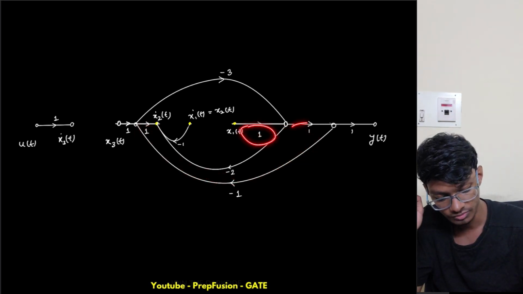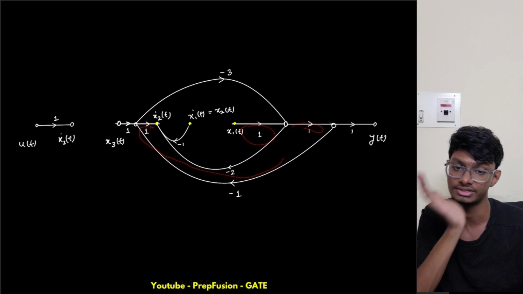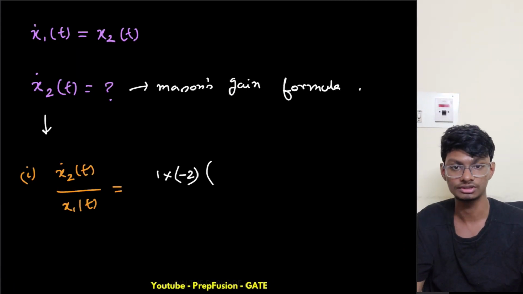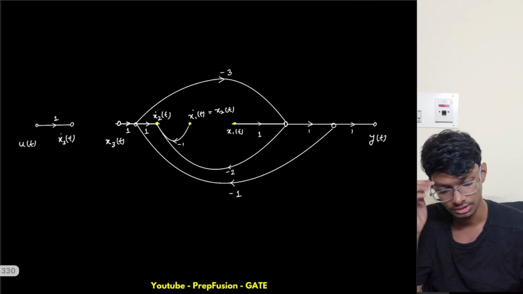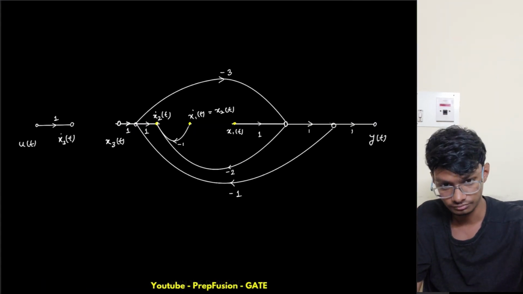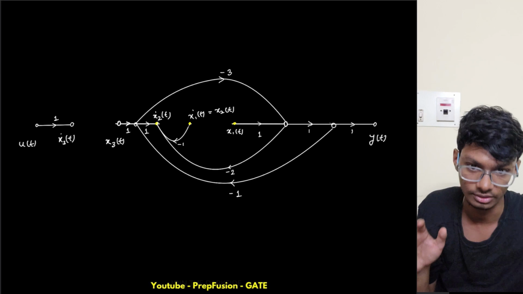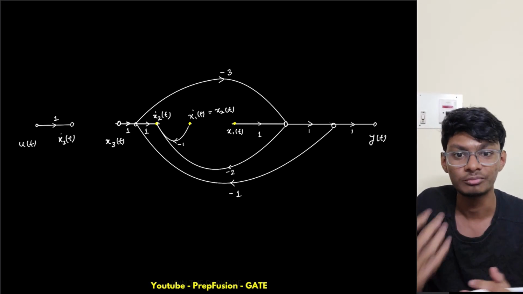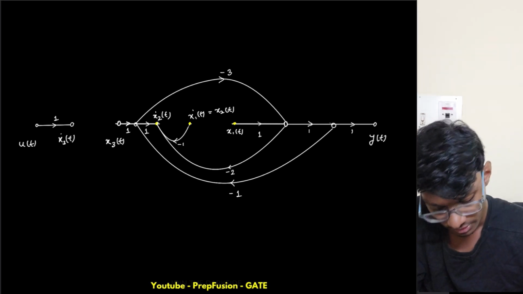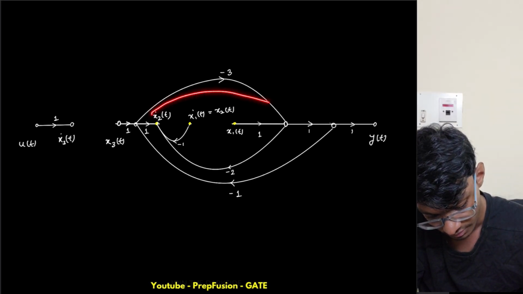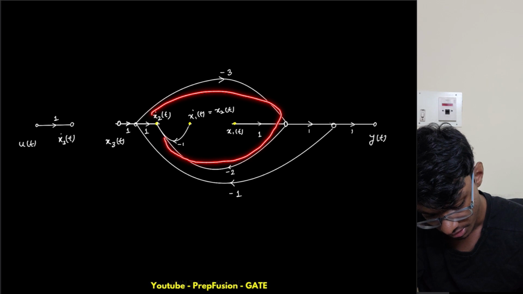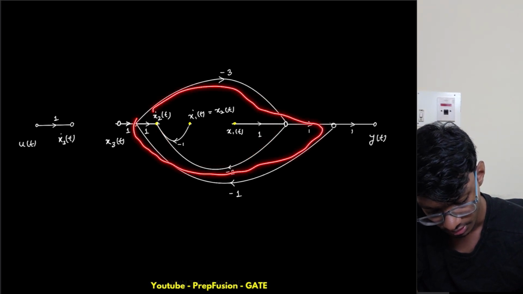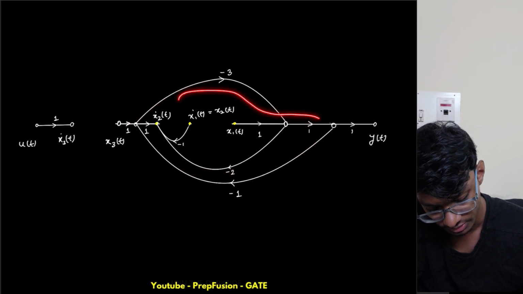So we have 1 times minus 1 times 1. So we are reaching x2 again, but for that I have to find the associated loop factor for the previous forward path. So how many loops do we have in the whole SFG? You are already pro at this, but still I'm doing it slowly for you. I think this one isn't a loop, but this one, yeah, this one is a loop, right? This one is a loop.